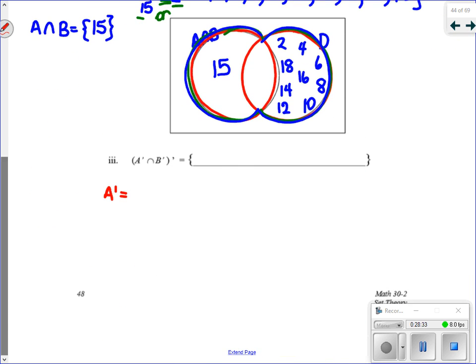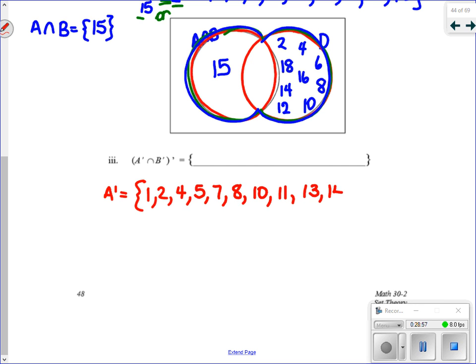but it's all the other numbers that are natural numbers less than 20. Okay, so that would be the set of 1, 2, now not 3, not the multiples of 3, 4, 5, not 6, 7, 8, not 9, 10, 11, not 12, 13, 14, not 15, 16, 17, not 18, 19, and it's less than 20, not including 20. So that's where we end.